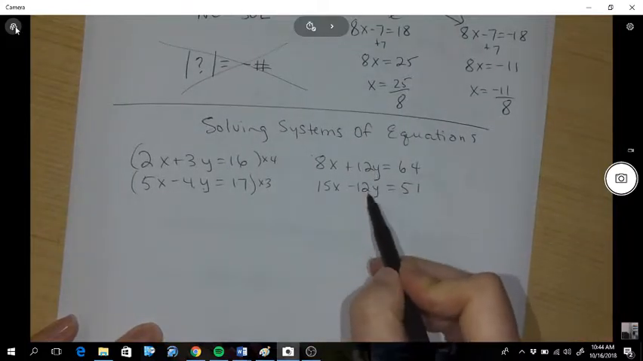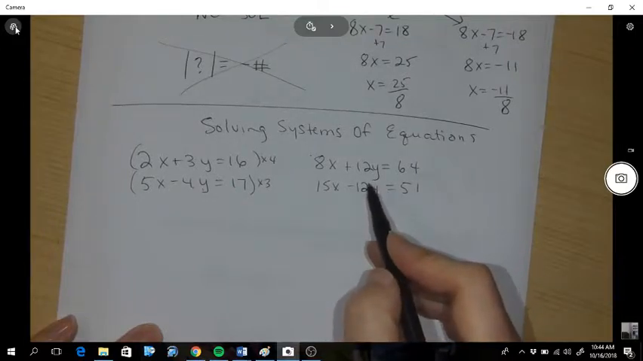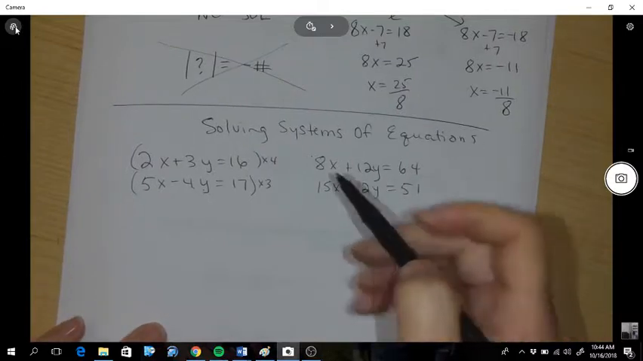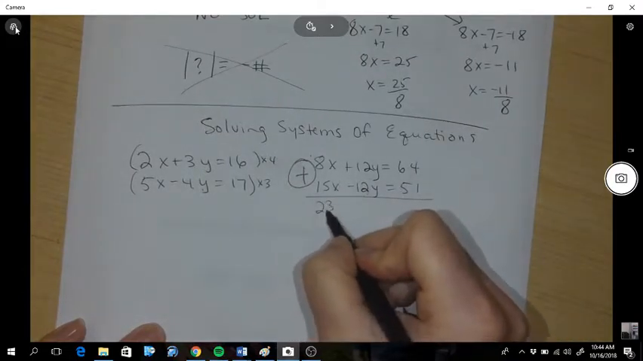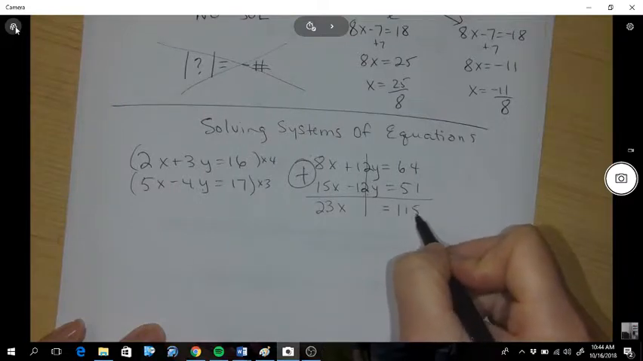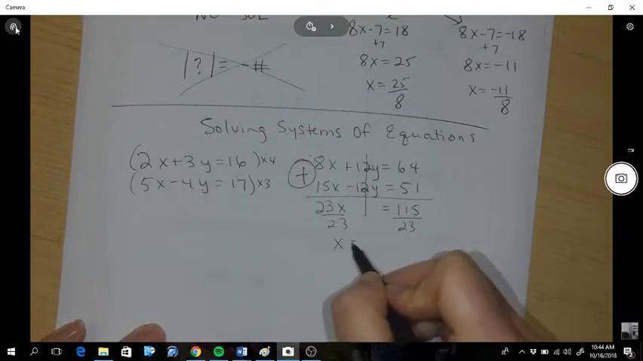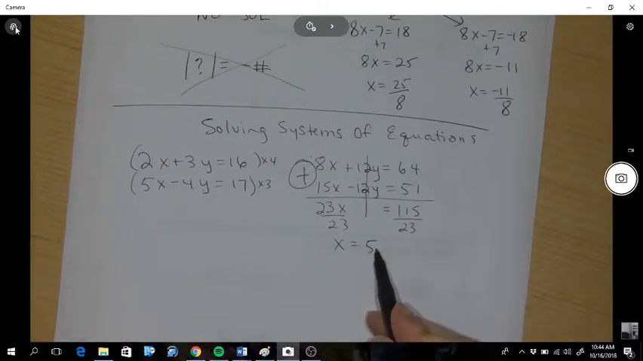Okay, how do I eliminate the y's? Do I add or subtract? This is my rule. If they're the same, subtract, S and S. They are not the same. So I add them, 23x equals 115, divide by 23, x equals 5.